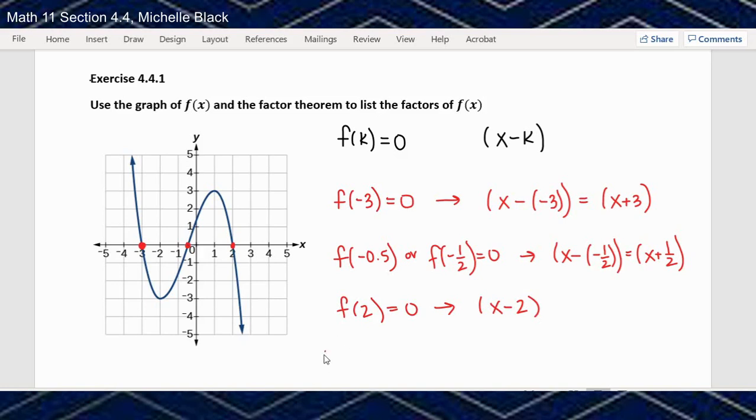So the factors of f of x are x plus 3, x plus 1/2, and x minus 2.